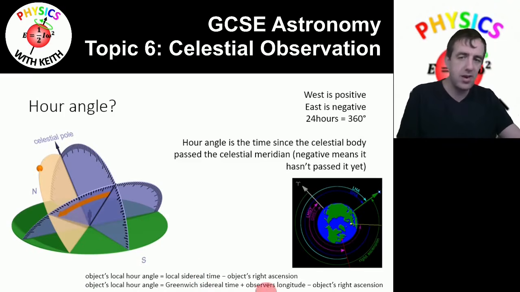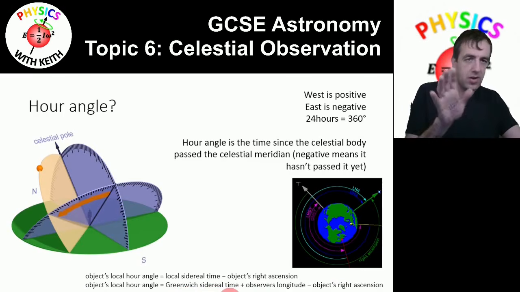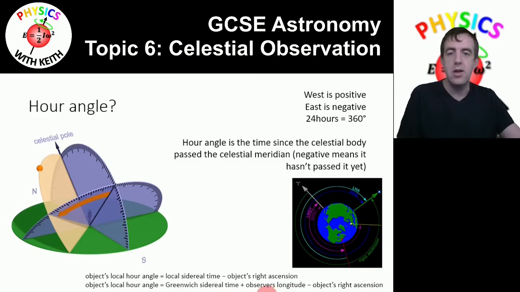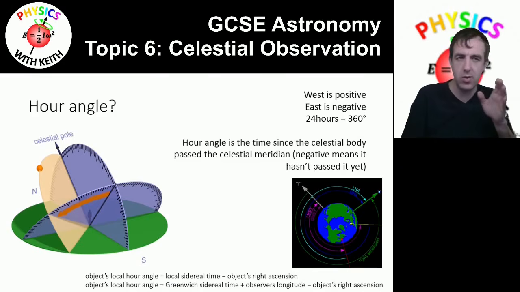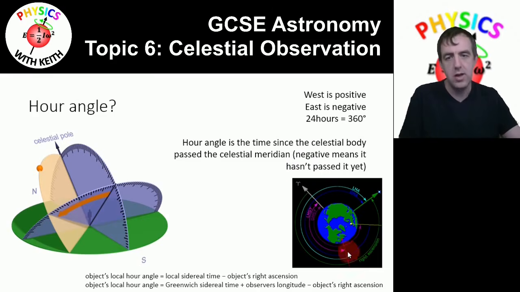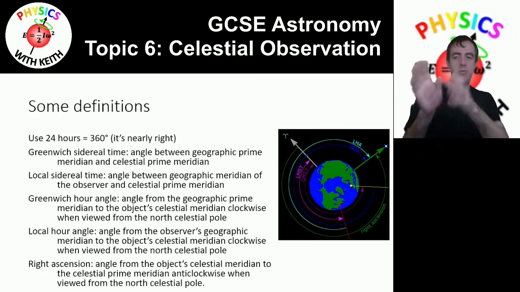But if you look at the last line here, you can see it. Greenwich sidereal time, not the same as the solar time, equals the observer's longitude minus the object's right ascension. So you can do the conversion this way. So you can use this to find out what the Greenwich sidereal time is. It'll be quite useful for navigation again, because if you know your local sidereal time and you know the Greenwich sidereal time, you can work out where you are.